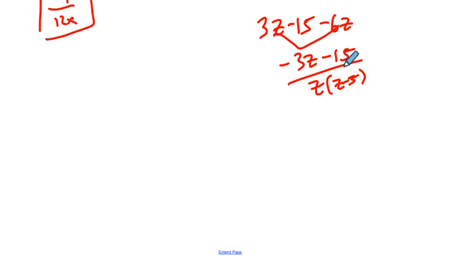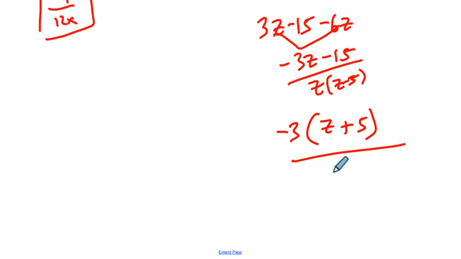I guess it's not going to simplify, but if you want to factor, I think we're actually done right now. But if you want to factor this numerator, you can factor out a negative 3. So that means I have z plus 5 left, and then in the denominator I'll have z times z minus 5, and we can't simplify those. So either one of these is going to be fine. Okay, and there we go.